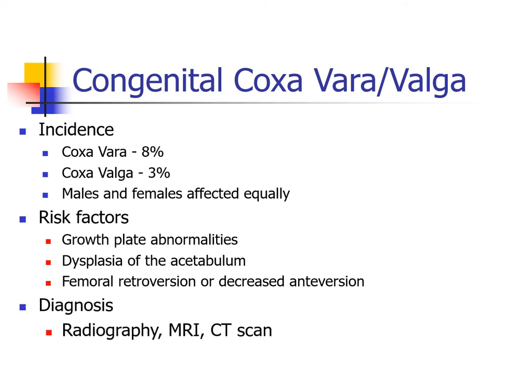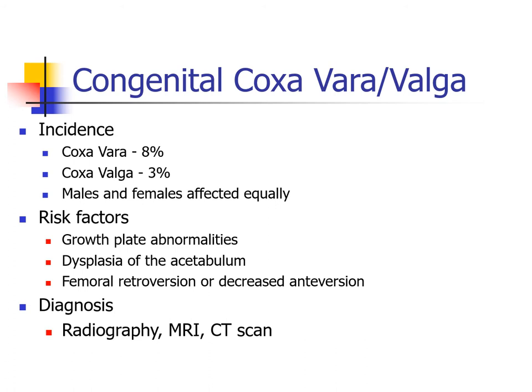In terms of the incidence of coxa vara and coxa valga, it should be noted that these are relatively rare conditions. The data that we have on this particular slide relates to studies of children who have sustained femoral neck fractures. And in that particular population, you can see that coxa vara is a little bit more prevalent than coxa valga. And in terms of males and females, they're affected equally.